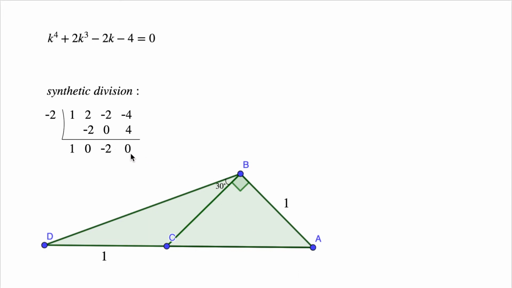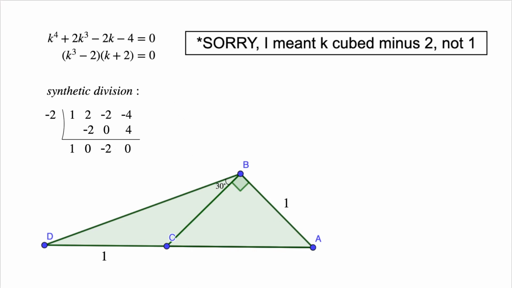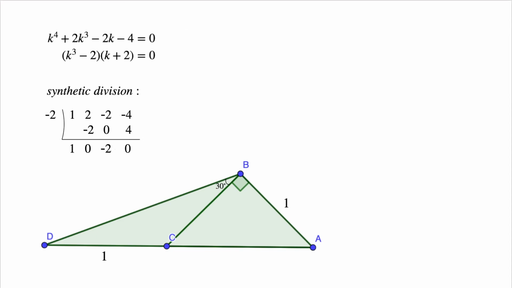Since you get a 0 here, we know that -2 is indeed a root of this polynomial. This means that the polynomial up here is equivalent to k cubed minus 2 multiplied by k plus 2. And you'll notice that k cubed minus 2 can't be factorized any further, so this is the most that we can go. With this factored equation, we can solve for k by looking at two cases: when k cubed minus 2 is equal to 0, or when k plus 2 is equal to 0.